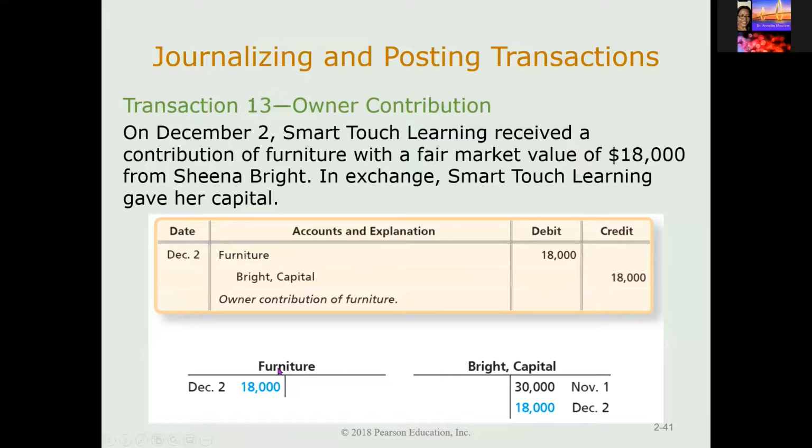On the T accounts, you see furniture and Bright Capital. The debit to furniture and the credit to capital.